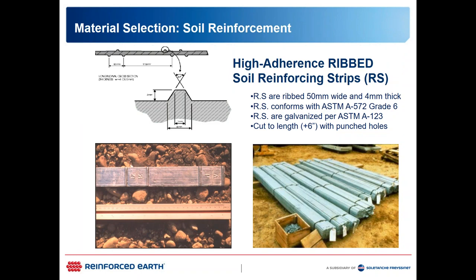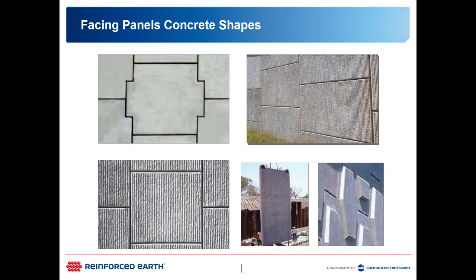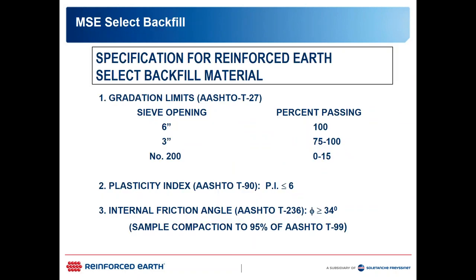I will quickly go through the various components used in an MSE wall. We use a 2-inch wide, 4-millimeter thick steel strap that is galvanized. Then we provide precast concrete panels of various shapes along the face of the wall. And then we use a select fill with no more than 15% passing the number 200 sieve. So 15% ensures that it behaves more as a granular material, so that there is sufficient friction between the steel straps and the sand. It is this friction that keeps the wall vertical.